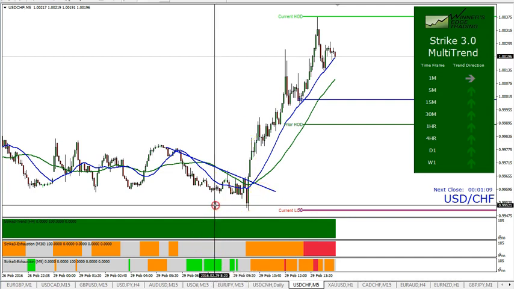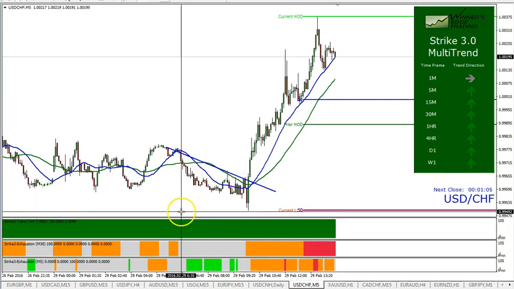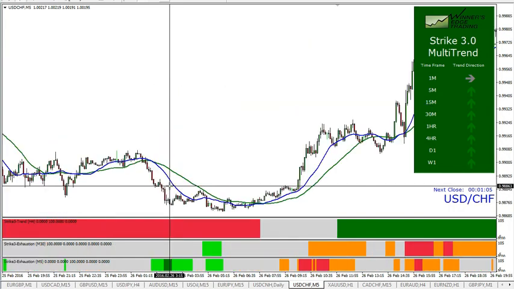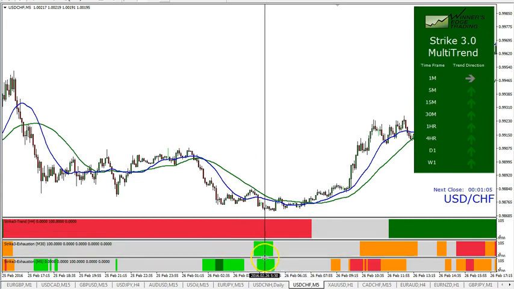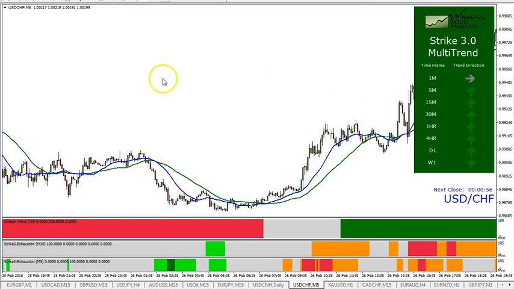Whereas the aggressive entry is where, as soon as you get your setup, you just go with it. And actually, I might have been looking at the wrong setup. Yeah, I was. My chart is moving me around.